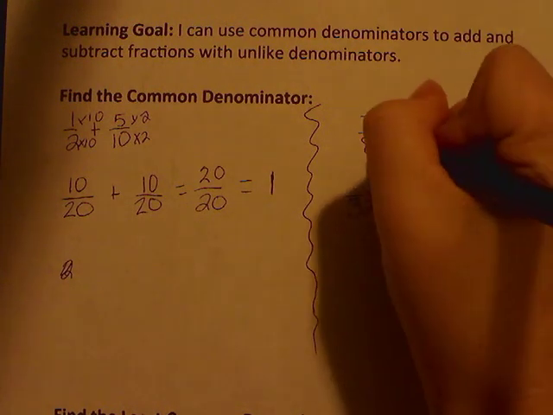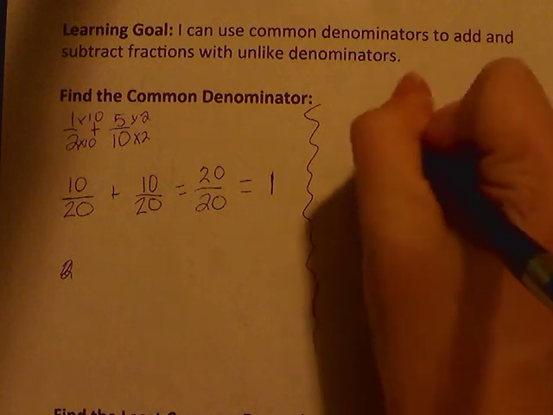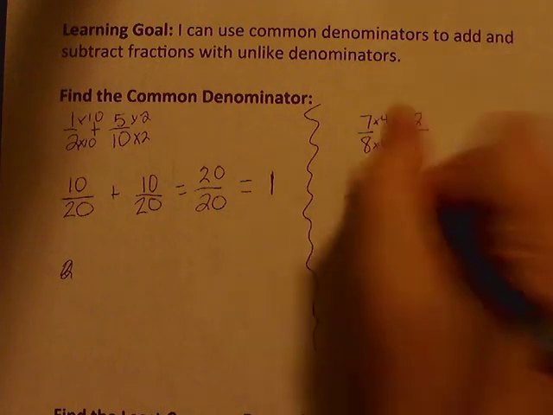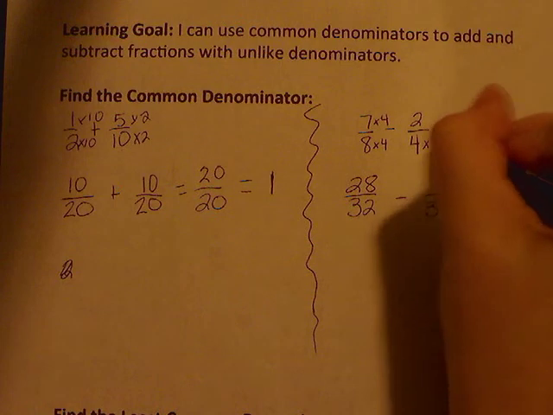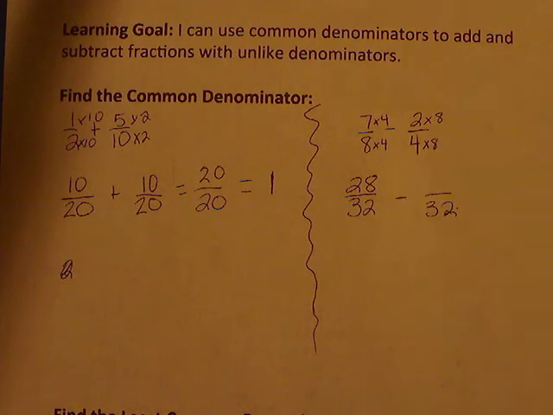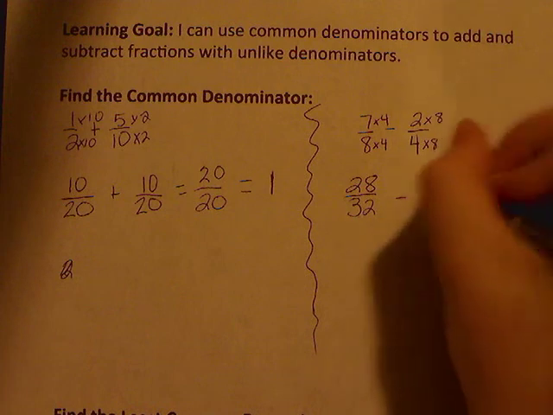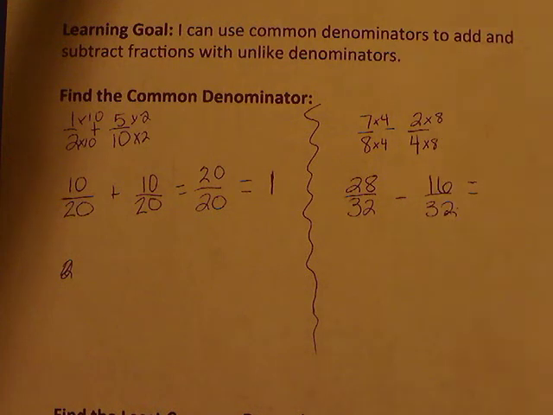So 8 times what equaled 32? Well, 8 times 4 equaled 32. So that means whatever I do to the bottom, I have to do to the top. So 7 times 4 equals 28. Well, 4 times 8 equaled 32, so that means that I need to do to the top what I do to the bottom. So 2 times 8 equals 16. So now I can go ahead and subtract. And I know that 28 minus 16 is 12.